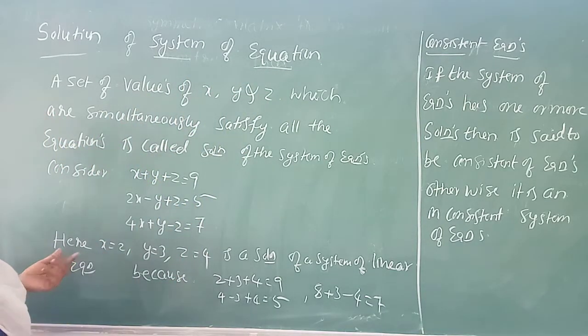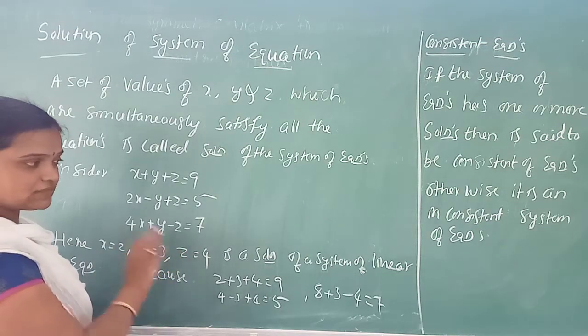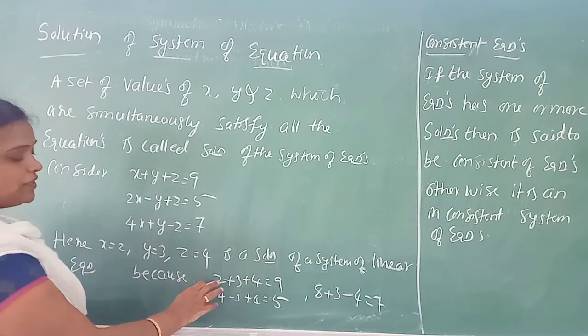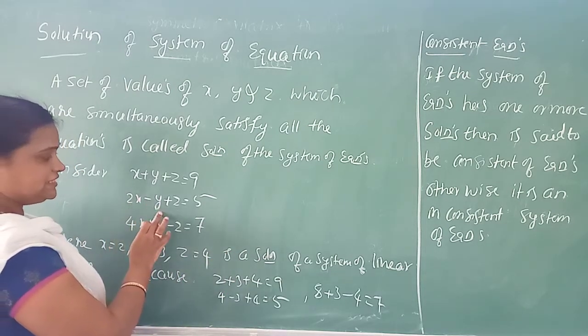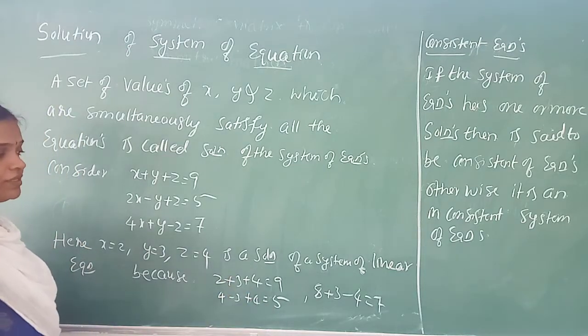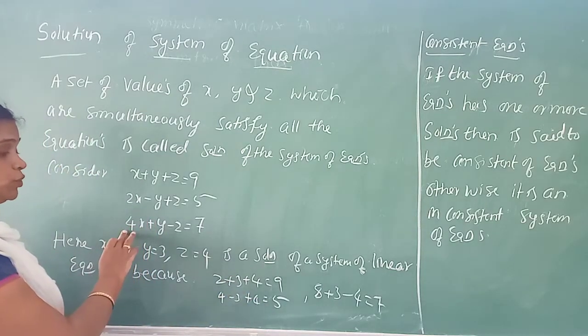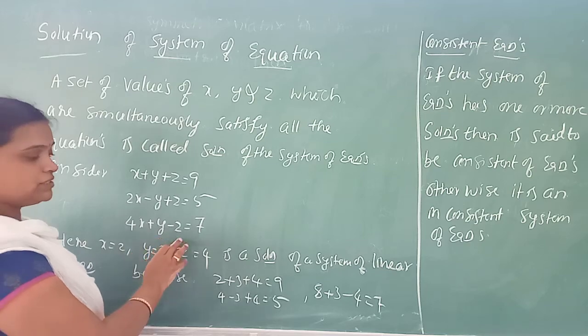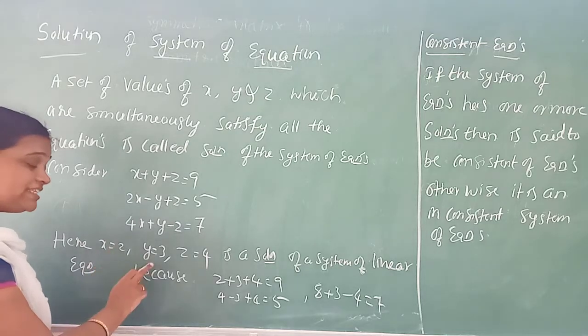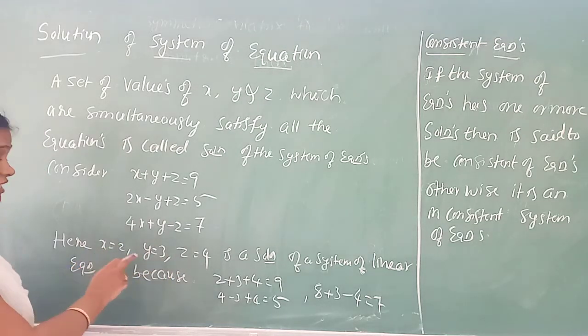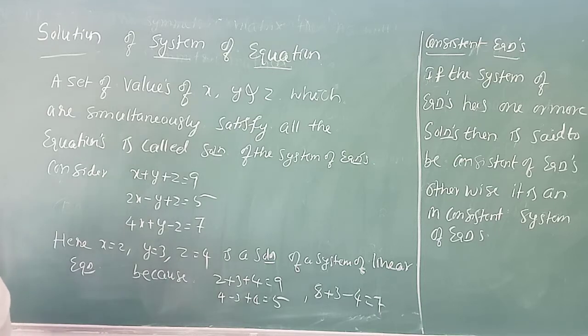For example, if I take x is 2, y is 3, z is 4, and substitute here: 2 plus 3 plus 4, 9. Next, 2 into 2, 4, minus 3 plus 4, 5. Next, 4 into 2, 8, plus 3 minus 4, what do you get? It is 7. See, x is 2, y is 3, z is 4. These three values will satisfy all three equations, and that we call the solution of the system of equations.